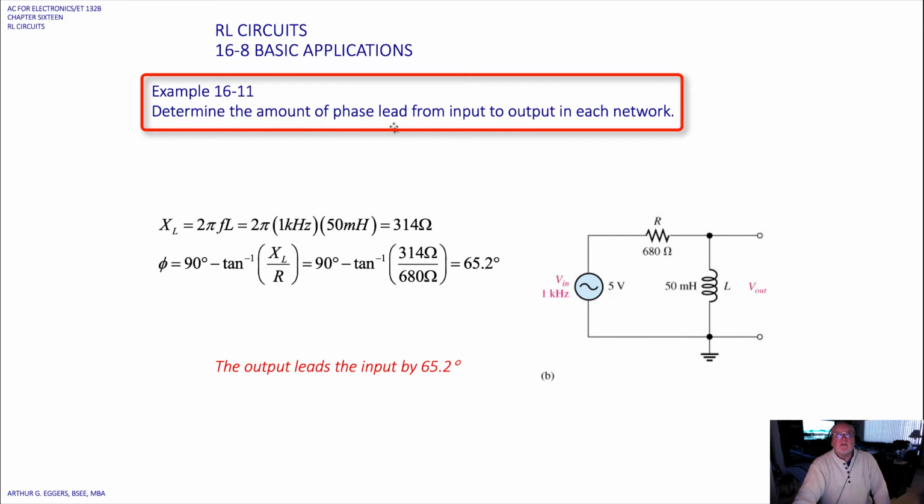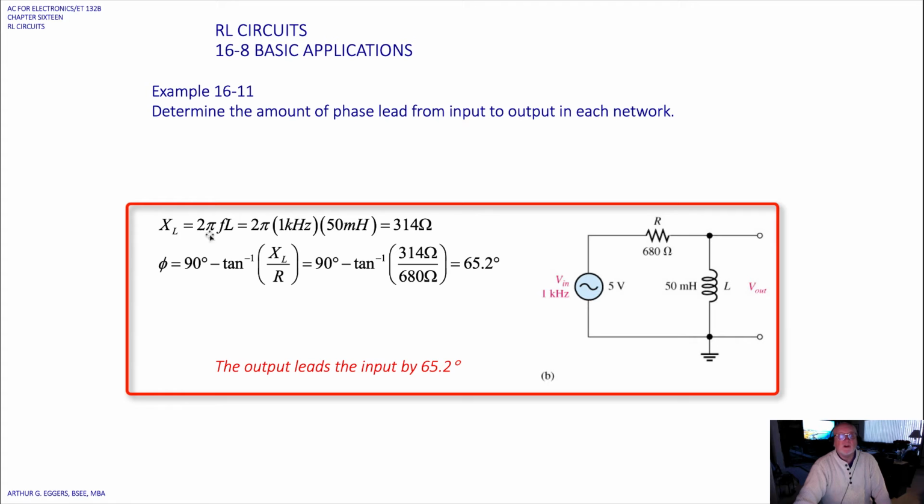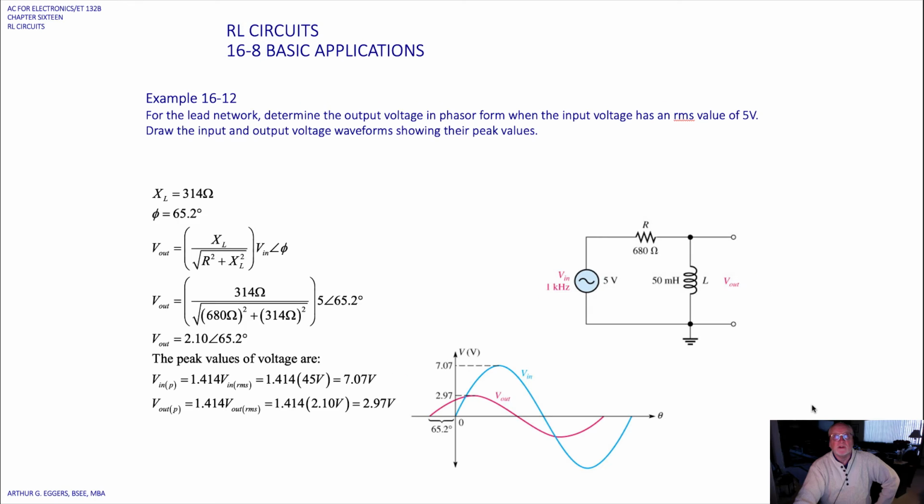Determine again the amount of phase lead from the input to the output for this network. The first thing we need to do is convert our inductor, 50 millihenries, into a reactive term. So we get 314 ohms when we do that. Looking for the angle then, 90 minus the inverse tangent gives us 65.2 degrees. The output leads the input by 65.2 degrees.